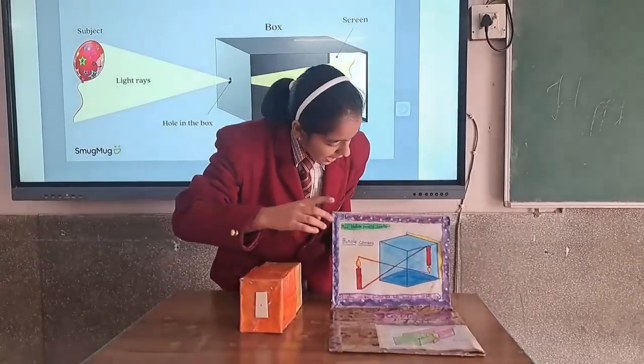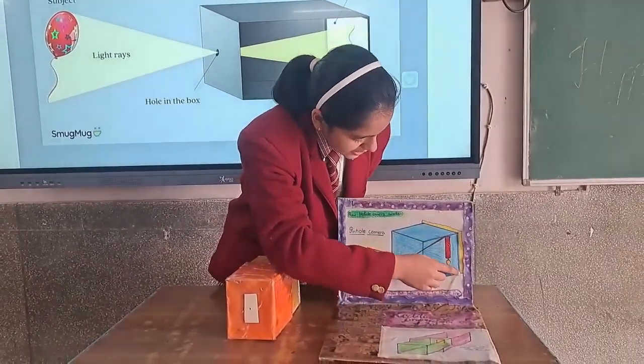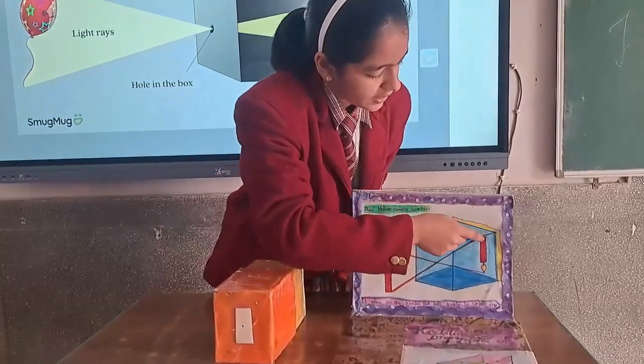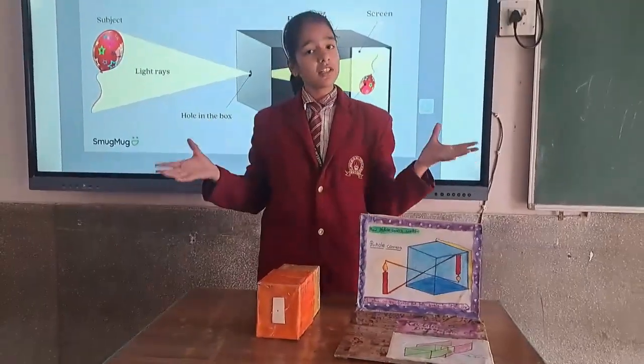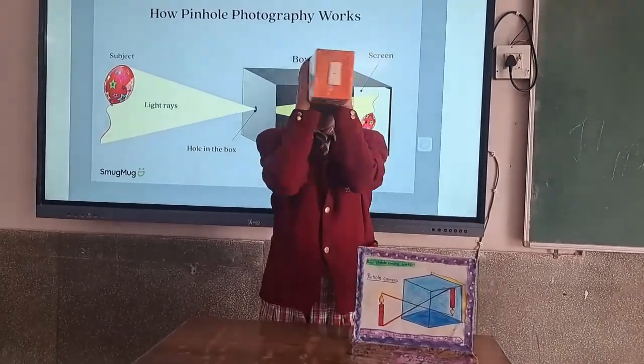As you can see, the light from the upside falls at the downside, and light from the downside falls at the upside. That's why the image is inverted. And as you can see here, I am using a pinhole camera.